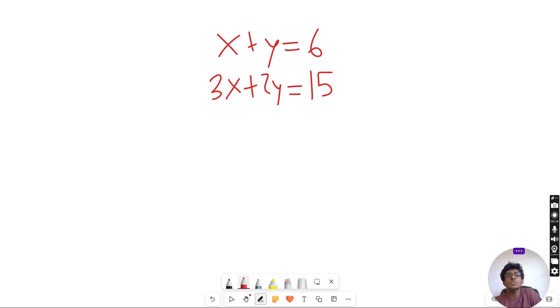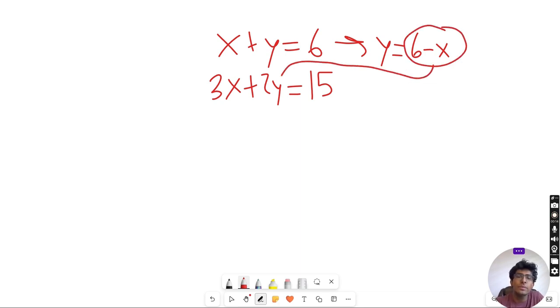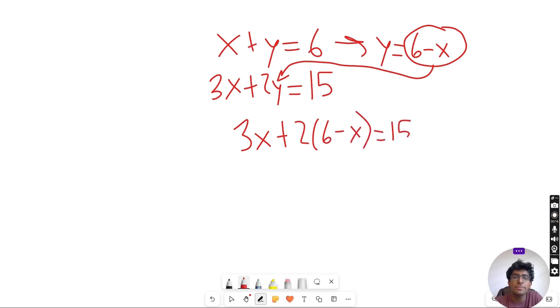So in this case, it doesn't really matter which variable you solve for because it's the same one step. You're either going to get x equals 6 minus y or y equals 6 minus x. I'll solve for y. So we're going to move x to the other side. 6 minus x or negative x plus 6, doesn't matter. So now we're going to take this expression and substitute it in for y in this equation. So 3x plus 2 times 6 minus x equals 15.